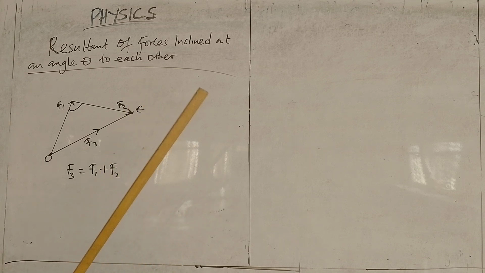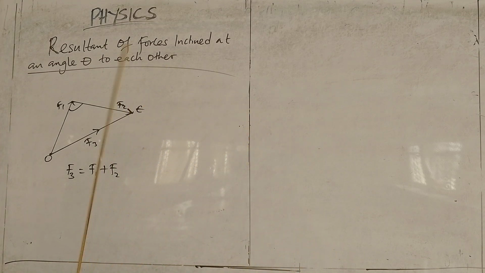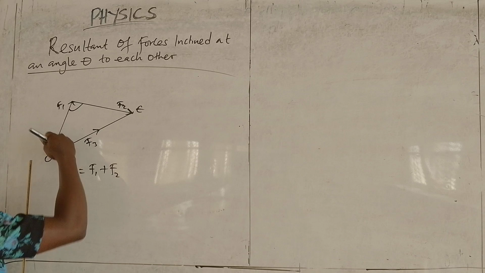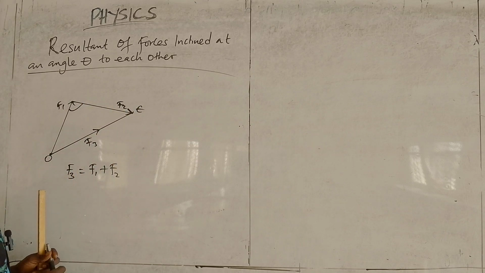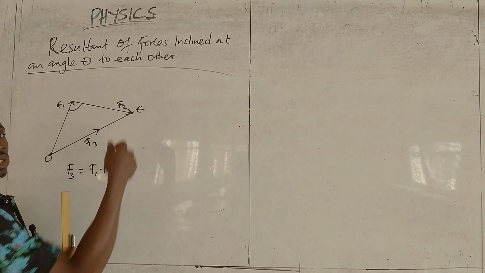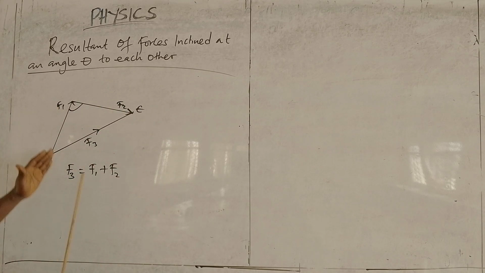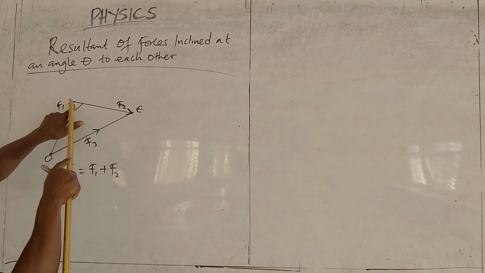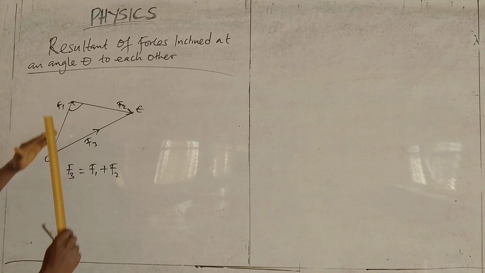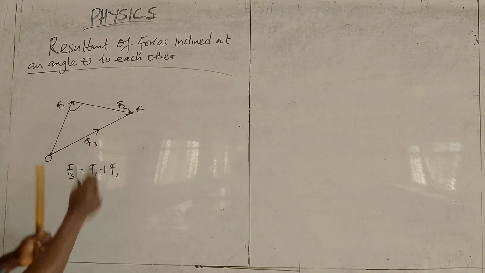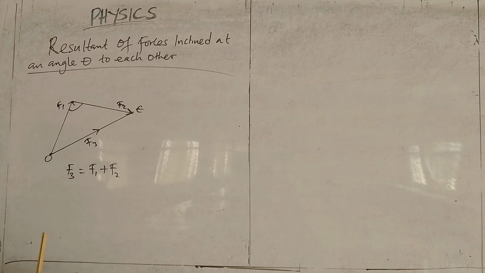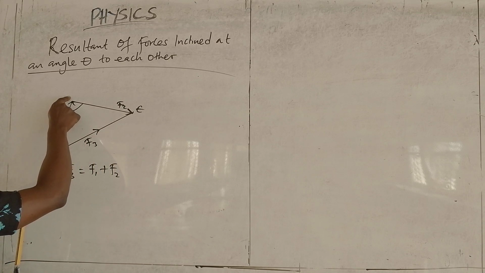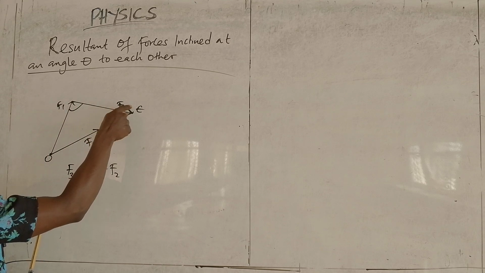So anytime you want to find the resultant of two forces at an angle to each other, this is how the diagram must look. The resultant must meet the other two forces, just like the resultant will double cross the other two forces. When this is the first force going in this direction, and this is the second force continuing the journey of the first one, then the resultant will meet the two of them. So from here to here is the same as someone traveling from here to here, then changing course and moving to this place.